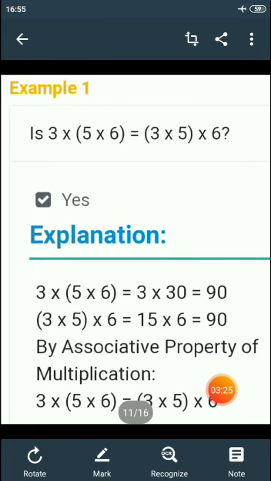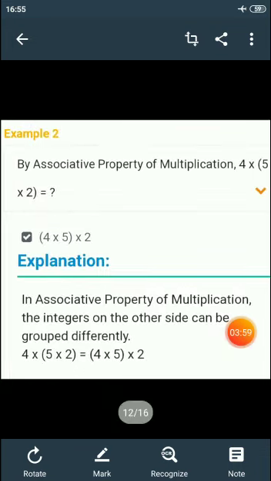See one more example. 3 multiply (5 multiply 6) is equal to 3 into 30, which is equal to 90. Now (3 multiply 5) multiply 6, so 15 multiply 6 is also 90. By associative property of multiplication, we can say that 3 multiply (5 multiply 6) is equal to (3 multiply 5) multiply 6. See one more example.